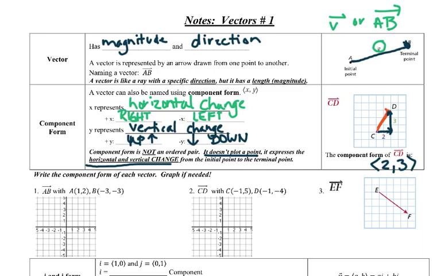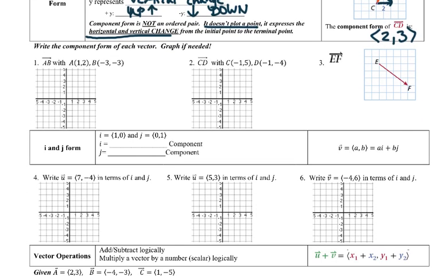So write the component form of each vector, graph if needed. So A is 1, 2, and this is going to be a little hard for me to draw, but there's the A, and then -3, -3, there's the B. So there's my vector. If I want to do the component form, I always do the horizontal change first. 1, 2, 3, 4. So that looks like it went left 4, and then 1, 2, 3, 4, 5, down 5. That's the component form of the vector.